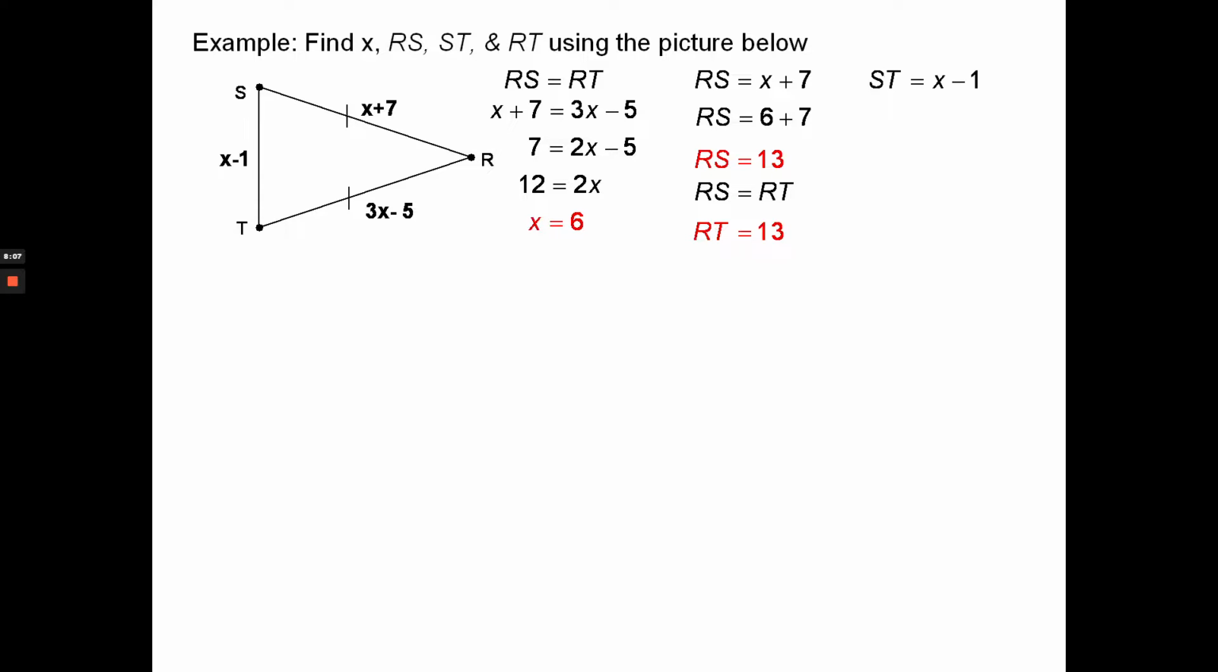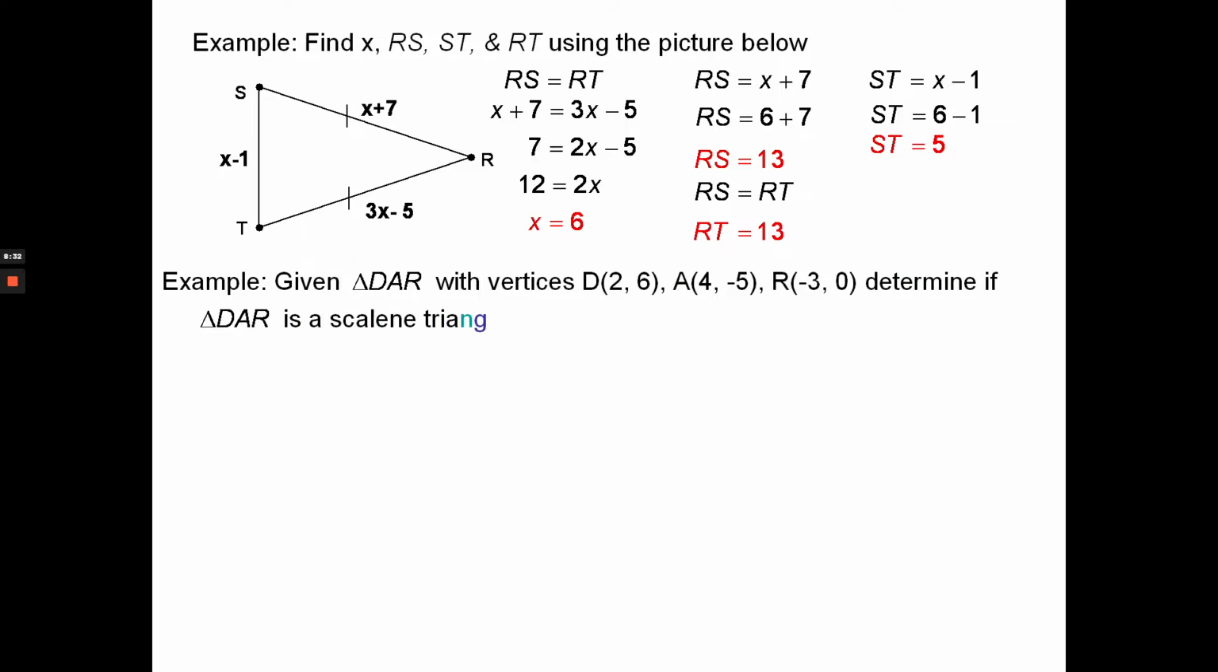Now for ST. ST was equal to x minus 1. So I need to plug in my x, which was 6. So I have 6 minus 1. 6 minus 1 is 5. So ST is 5. Go back up and double check. I did x, I did RS, I did ST, and I did RT. So I answered all the questions.